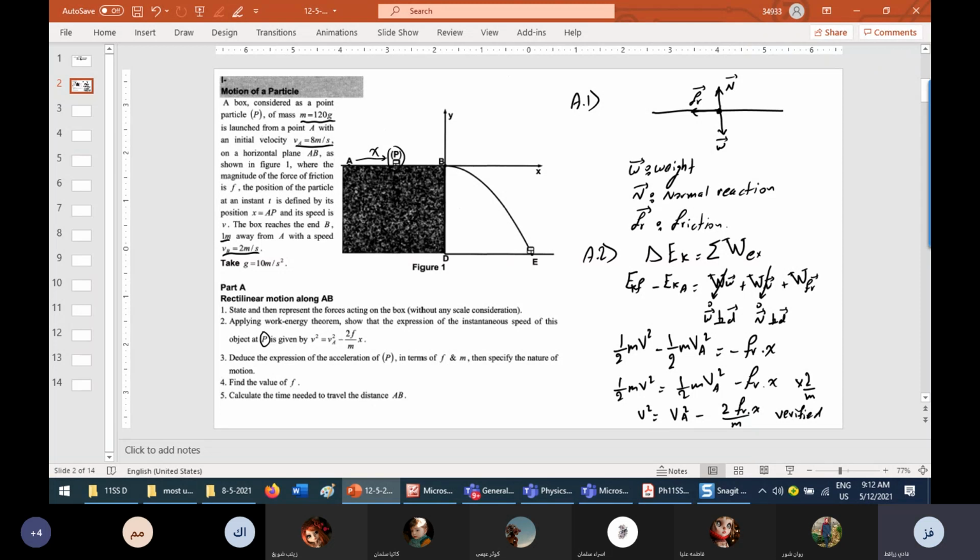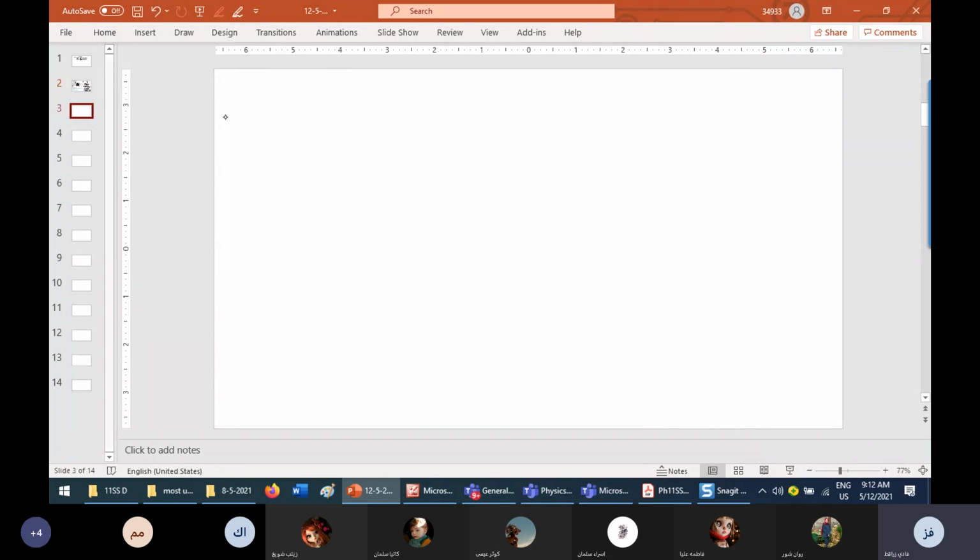Now part A3. He said deduce the expression of the acceleration, deduce from here, not by applying Newton's second law. If v square equals VA square, which is constant, minus 2 friction times the distance x divided by m, I have to get the acceleration from this expression by deriving both sides. But take into consideration that in mathematics, the derivative of x is 1. That is not in physics. In physics, the derivative of x is the speed.